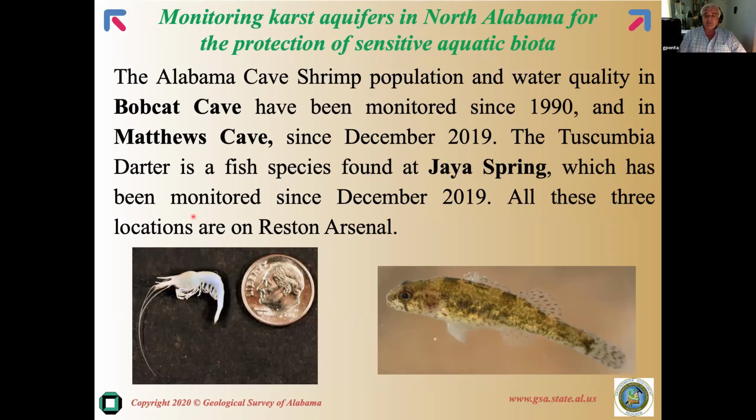have been monitored since 1990, and in Matthews Cave since December 2019. The Tuscumbia darter, which is here, is a fish species found in Niagara Spring, which has been monitored since December 2019. All these 3 sites are on the Redstone Arsenal property, and our contract is between GSA and the Department of Defense.